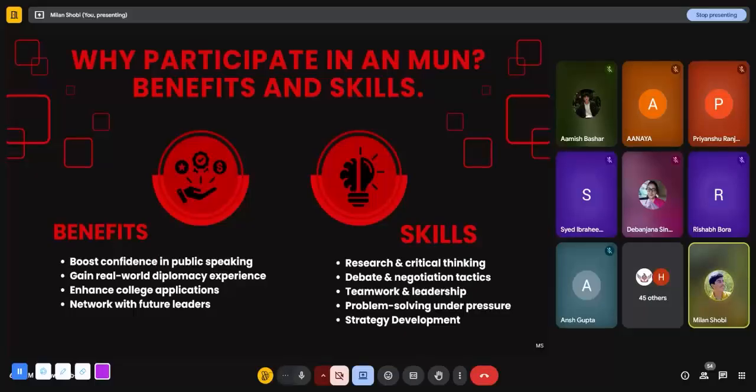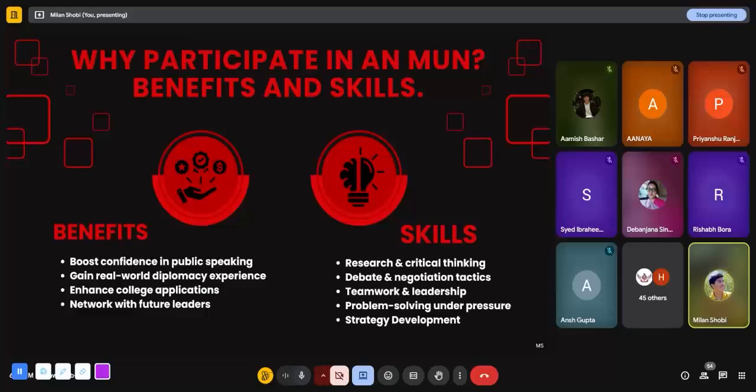Going further, you really have the network which you can build with future leaders. A lot of future leaders today, including those who are into politics, really are into MUNs, because MUN is one place where you can really show off and at the same time harvest your debating potential.